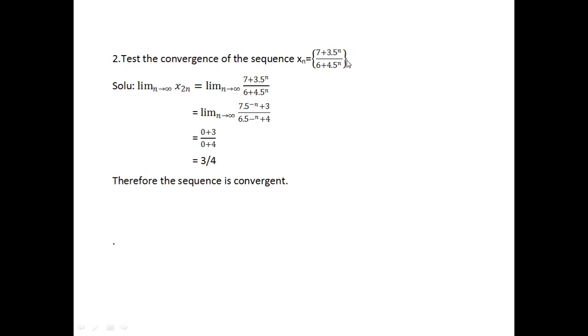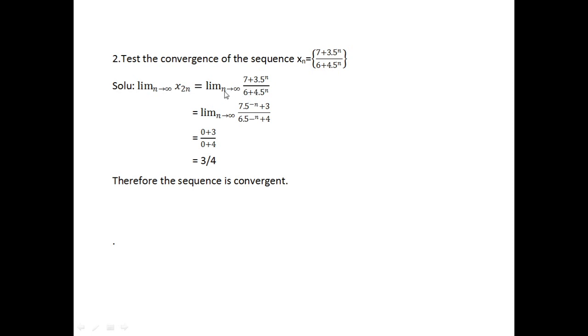Let me take this problem: 7 plus 3 into 5 to the power of n divided by 6 plus 4 into 5 to the power of n. Please note this point. When the base is greater than 1, that to the power of infinity is infinity. When the base is less than 1, that to the power of infinity is 0.